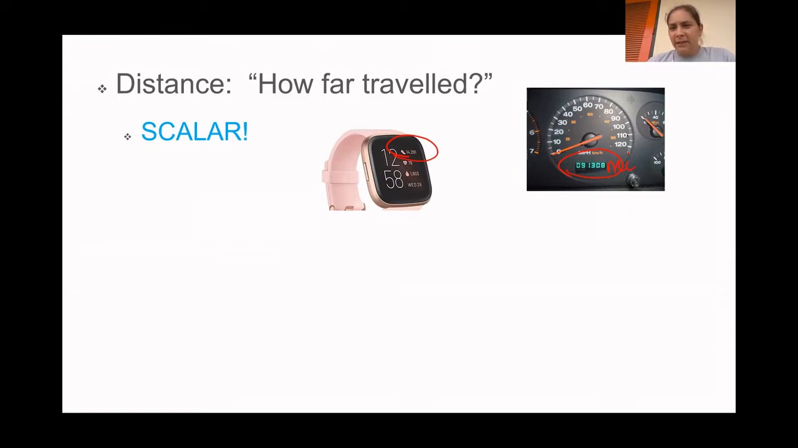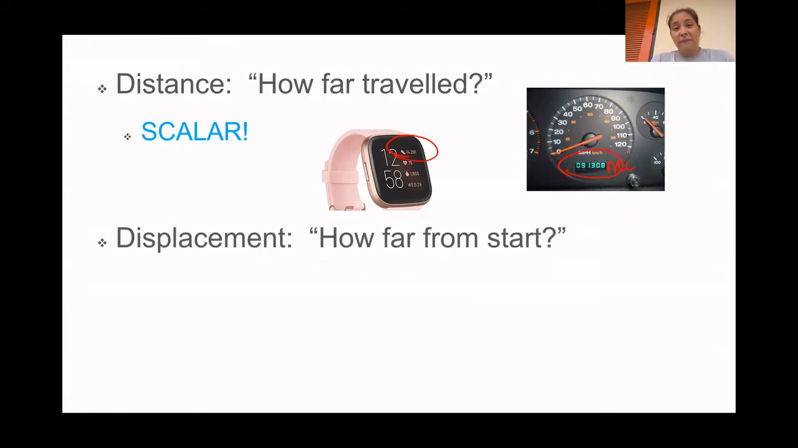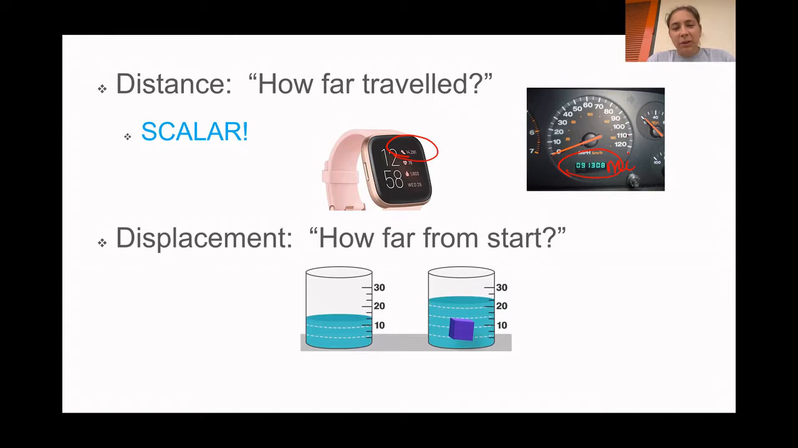Well, what about displacement then? Displacement was that other column. Displacement is the how far from start. A couple of examples of that: from chemistry, you did a water displacement activity, I'm sure, where you put a certain amount of water, and that's your start, and then you dropped an object in and saw how much the water rose, and that was your end. To figure out the volume of your object, it would be the end minus the start. Well, displacement in physics is exactly the same idea. It's wherever you end compared to wherever you started.